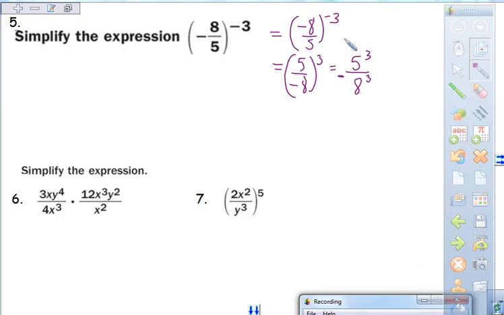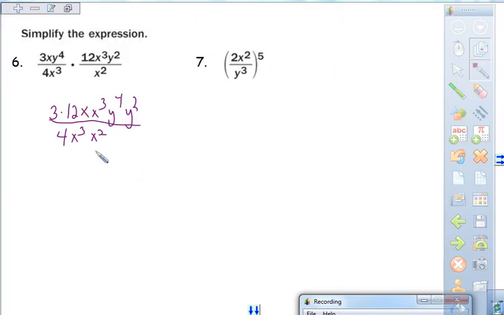So for number 5, it doesn't matter where my negative is. Here it's in the middle. I could move my negative to the top or to the bottom. I just decided to put it with the 8. To get rid of the negative exponent, I flip my fraction. And then I need to distribute that 3 to the top and apply it to the bottom. So then I get 5 cubed and 8 cubed. If I cube a negative, that means that is odd, so that negative symbol is going to stay. So that would be my simplified answer.